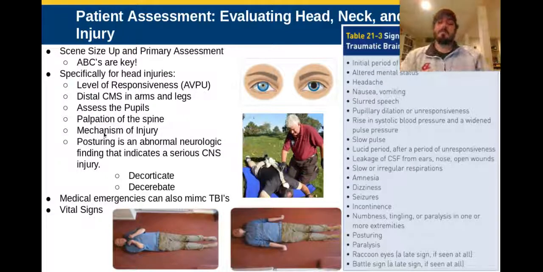So also think about the mechanism of injury. We'll look at a slide here in a second, but how serious was this injury that caused them to get hurt? Did they get ejected out of a moving vehicle at 45 miles an hour?